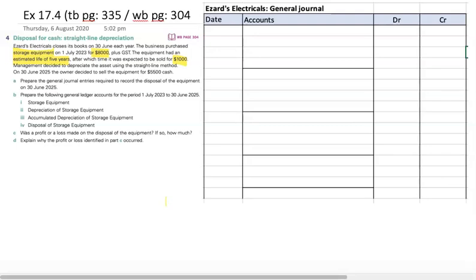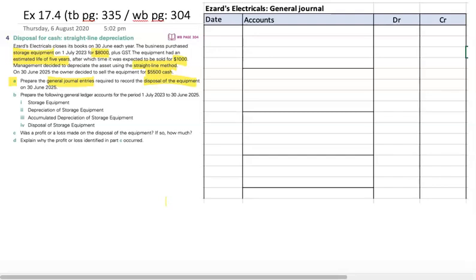And the management has decided to depreciate the asset using straight line method. On the 30th of June 2025, the owner decided to sell the equipment for $5,500 of cash. What is the question then asking us to do? On part A, prepare the general journals to complete the disposal of the equipment.